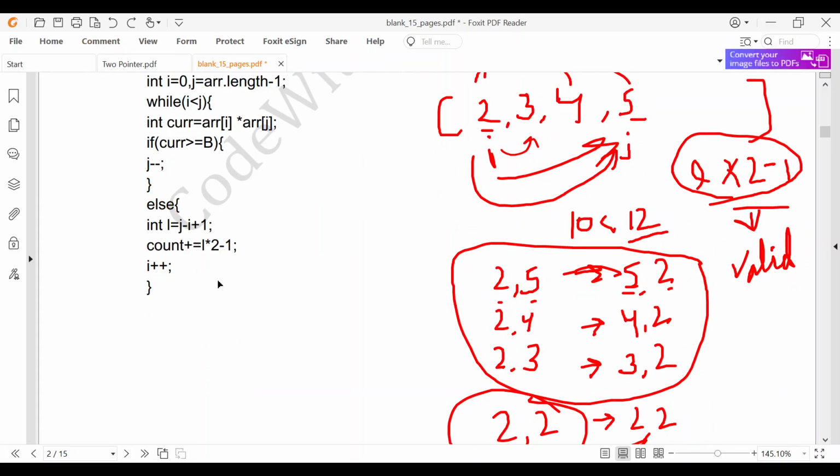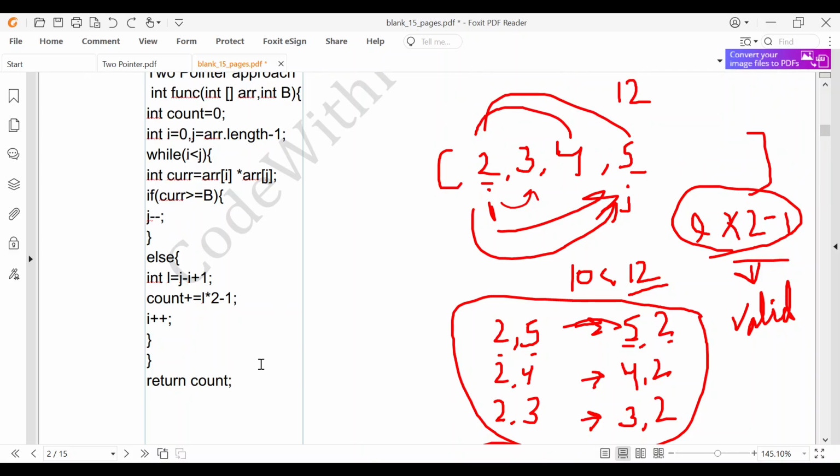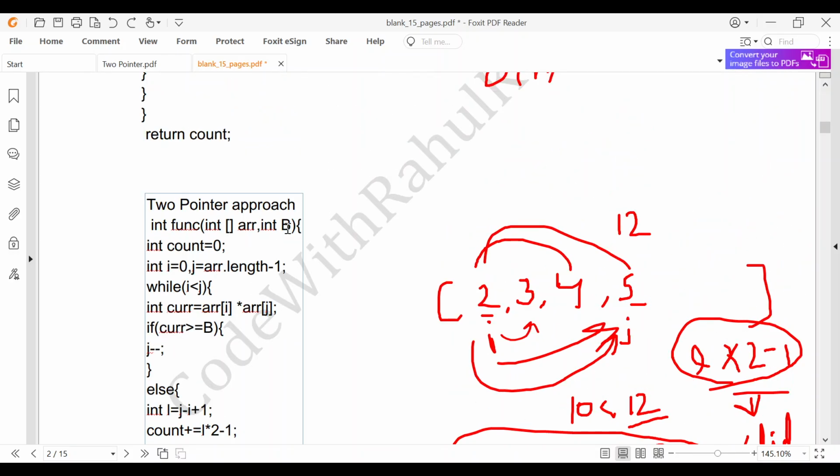So yes, I have increased i plus plus, and then I need to complete this loop, and then I need to return count. I need to return count only, and that is your answer. It is a very good question. It is a very good use of two pointers, how the two pointers can be useful in order to build the algorithm in a very great time complexity.